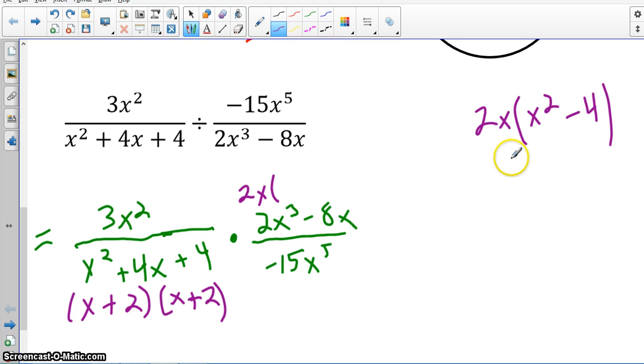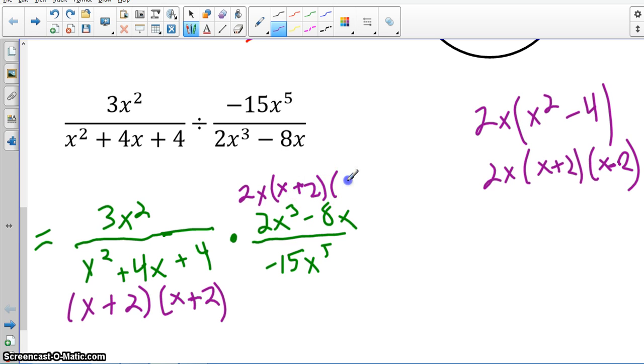And of course, that's a difference of squares. So we get 2x and an x plus 2, x minus 2. Okay, so that's the factored form. So I just write the factored form above: x plus 2, x minus 2. Okay, and then we just start canceling stuff out.